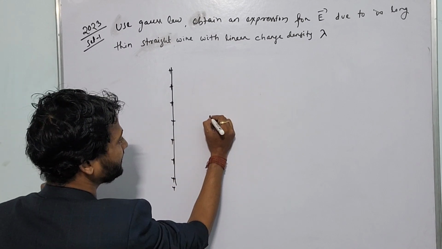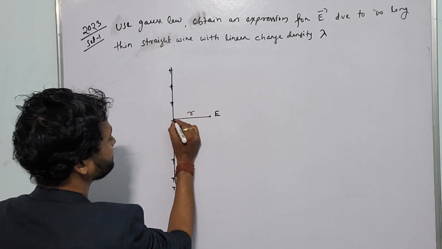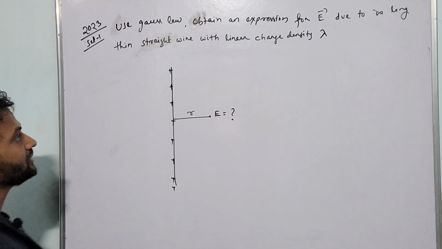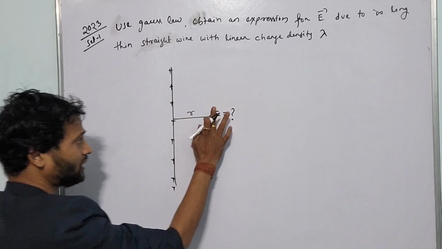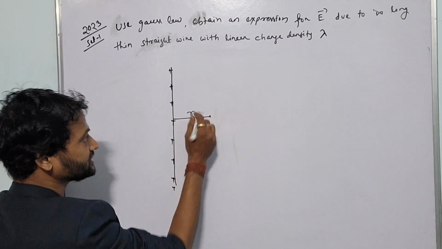We'll find out the electric field at a point which is r distance from that wire. We'll find out the electric field at this point here, and the linear charge density of that wire is lambda. So how to find the electric field at this point? First thing, we'll have to make a Gaussian surface.